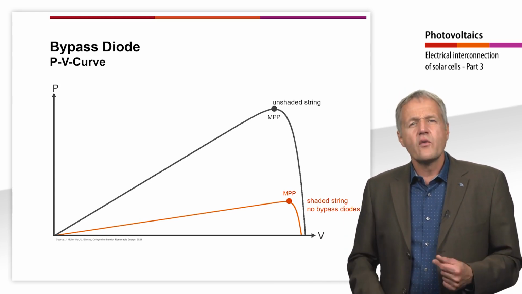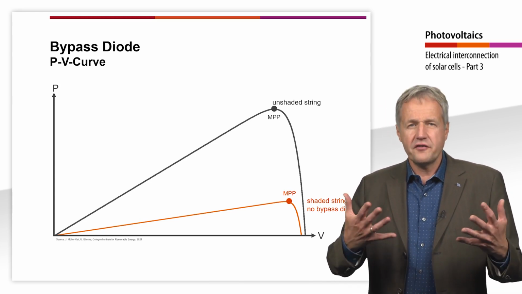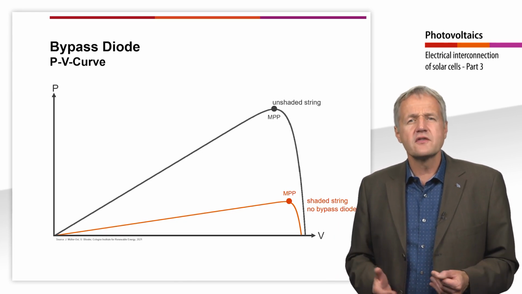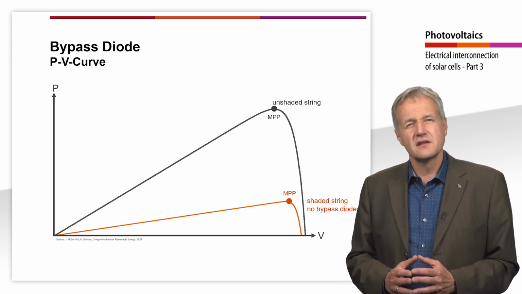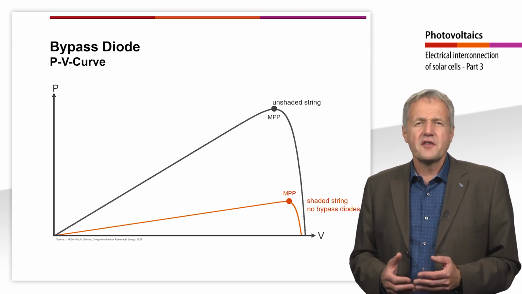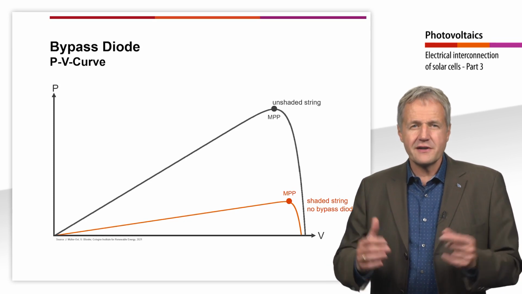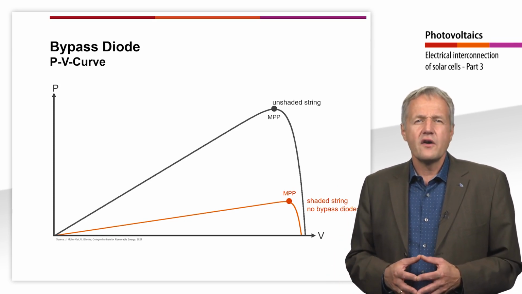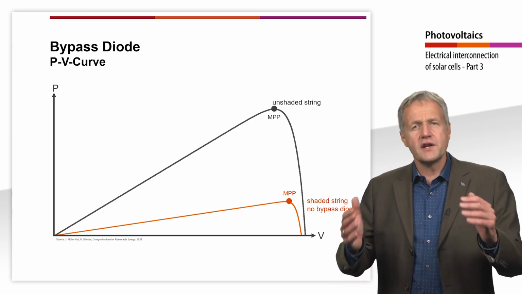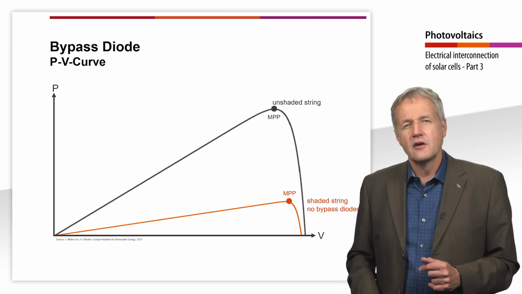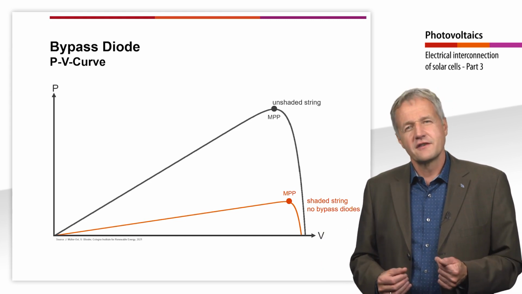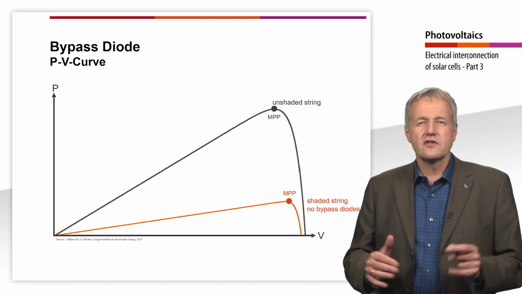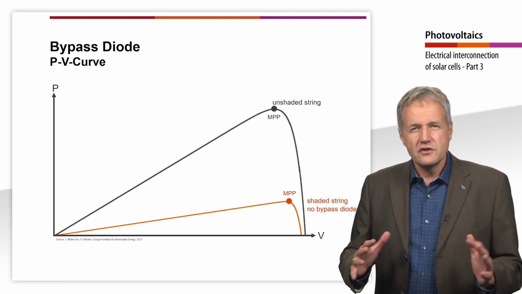It is quite similar with the power characteristic curve of the string. Without bypass diode, the maximum power drops to about 25%. The degree of the power drop corresponds approximately to the degree of shading of the solar cell. So if the solar cell would be shaded only 10%, for example by bird droppings, the power of the cell string would be reduced by 10%.